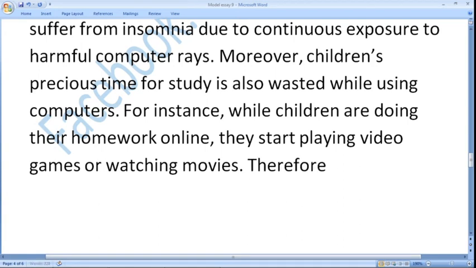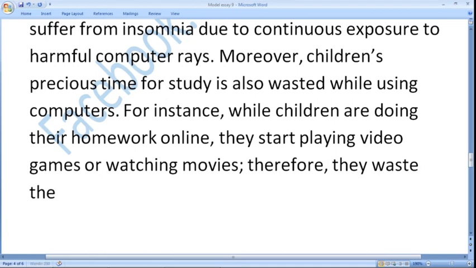Therefore, let us use therefore in a different way here, with a semicolon here. Therefore, they waste their precious study time.